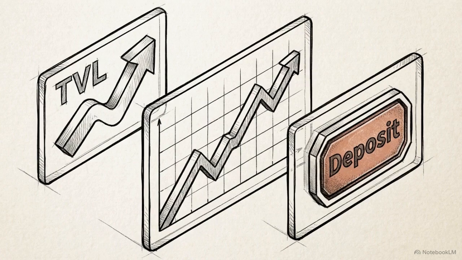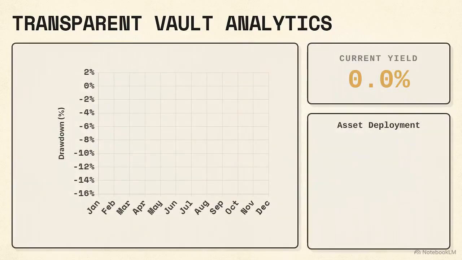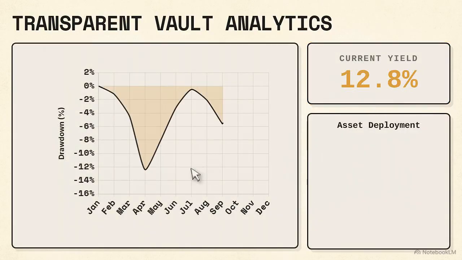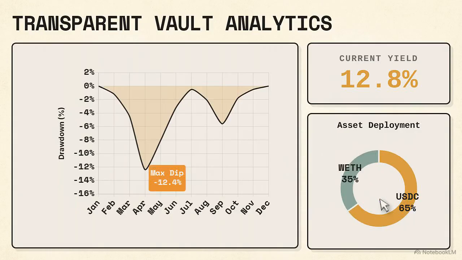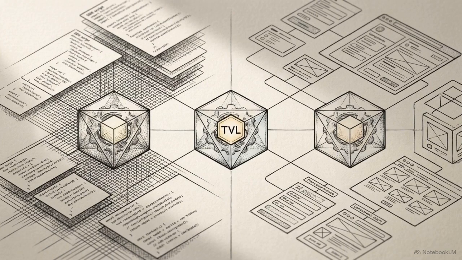This is the transparency cockpit, the primary interface for managing and monitoring your strategy. Prospective investors can visit this dashboard to track current performance, view historical drawdowns, and see exactly where their capital is being deployed. If you need a custom interface, Lagoon SDKs allow you to plug this infrastructure into a white label front-end on your own domain.